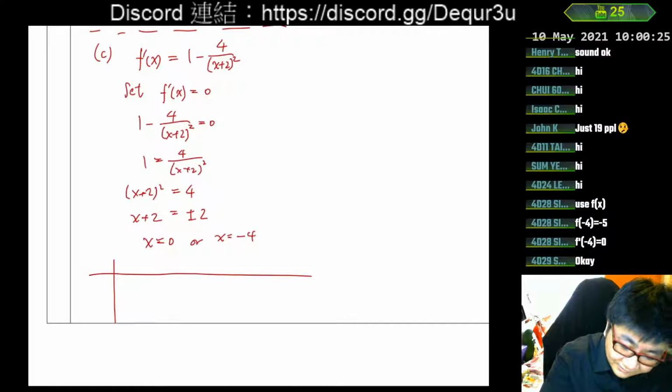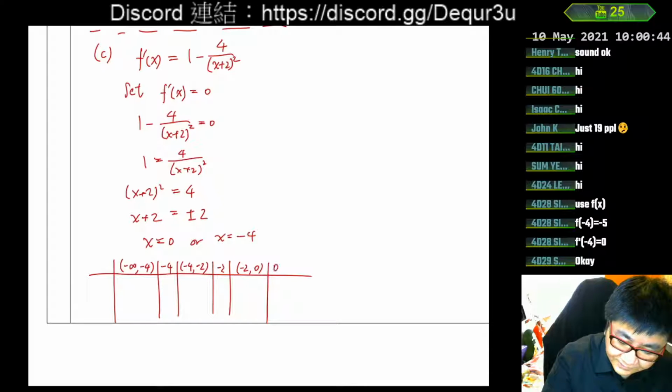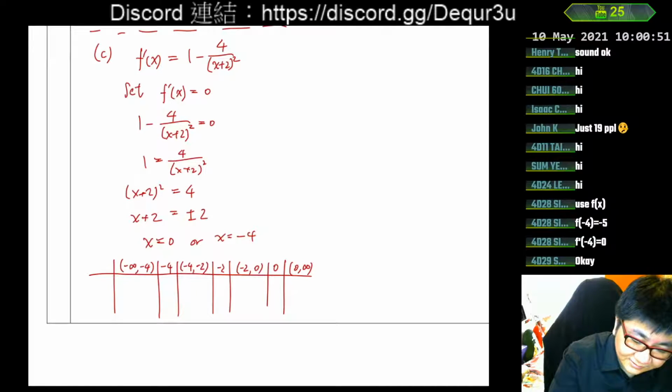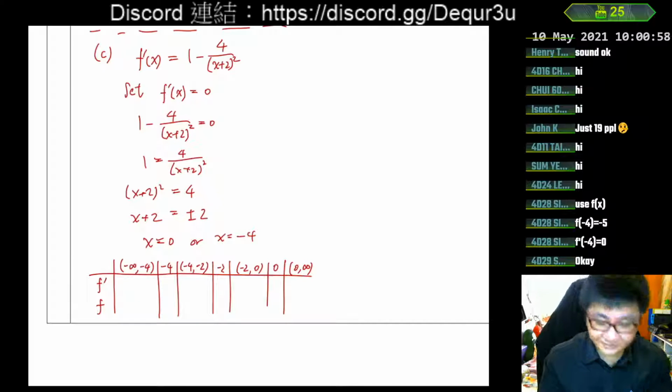Okay, so try to arrange it in ascending order. So negative infinity to negative 4, and then negative 4, and then negative 4 to negative 2. This is the vertical asymptote position. Negative 2, and then negative 2 to 0, and then 0, and then 0 to infinity. So it is the whole table. And then we try to analyze the behavior for f dash and also f, because we want to know the max and minimum point. So we check the first derivative.